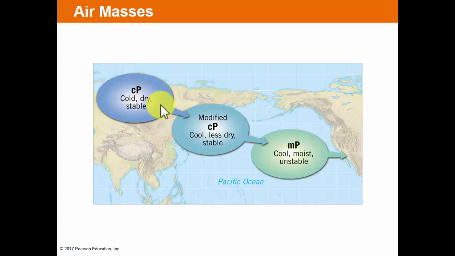But once they begin to move, they will modify. So this continental polar air mass will modify to a less dry continental polar air mass, and then eventually modify to a cool, so polar but moist, unstable air mass, a maritime polar air mass. And even if it continues to go further south, it may actually transition into a maritime tropical air mass, a warm and moist air mass.